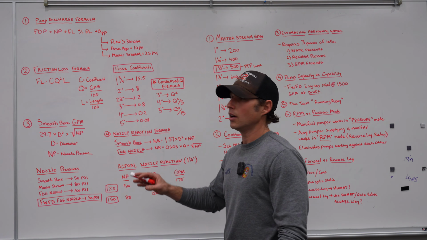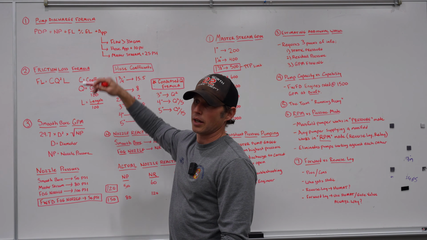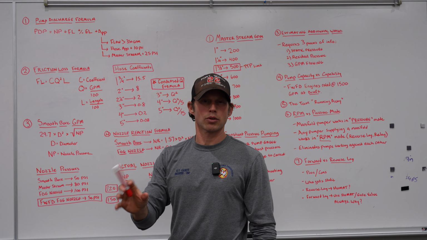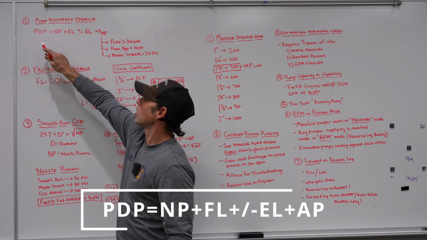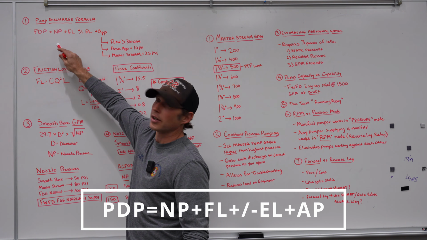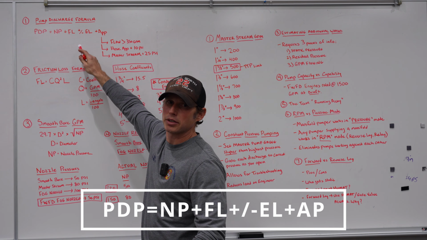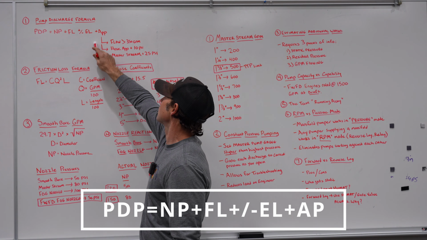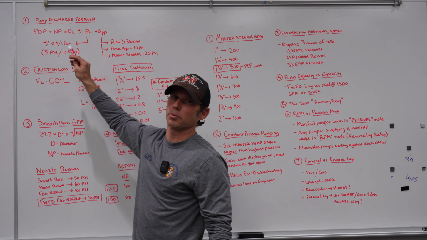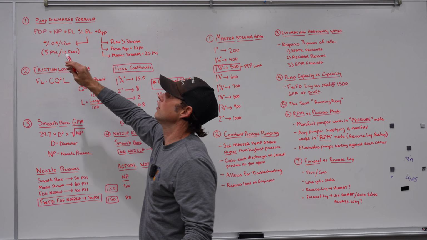In order to do this, our initial overriding formula is going to be our pump discharge formula. And pump discharge meaning what you're going to set your throttle to for that specific line. And in order to figure that out, it's going to be PDP is equal to the nozzle pressure plus the friction loss plus or minus elevation gain or loss plus your appliance loss.